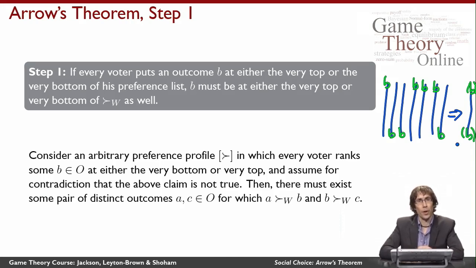The way we're going to do this is we'll consider some arbitrary preference profile that satisfies this condition. Every voter puts B either at the very top or the very bottom of their preferences. And let's assume for contradiction that the claim that we've just made is not true. Instead, we don't have B here, but we've got it somewhere in the middle. Well, in that case, there must be some A and some C where A is higher up in the ordering for the social welfare function and C is lower down in the ordering. That's what it means to be in the middle. There has to be something above it and there has to be something below it. So let's call those things A and C.